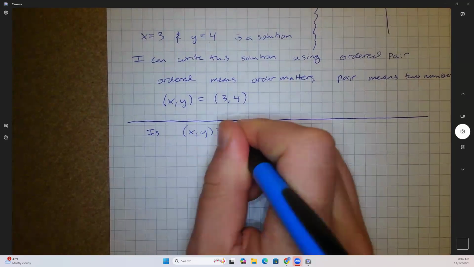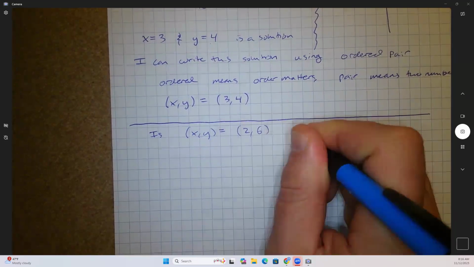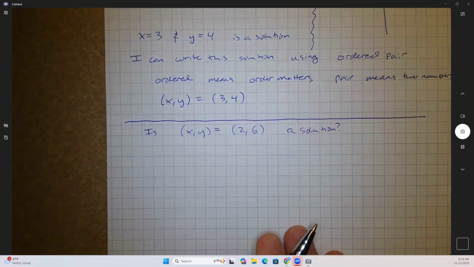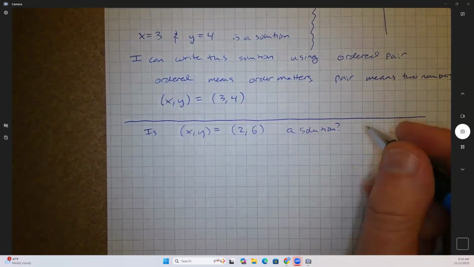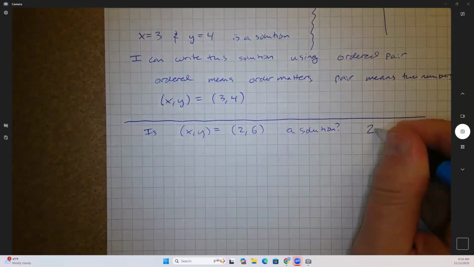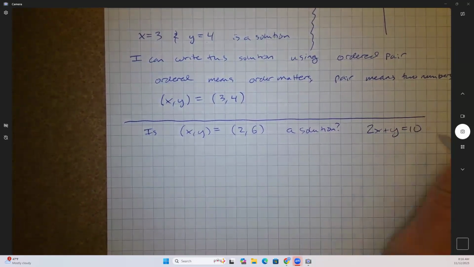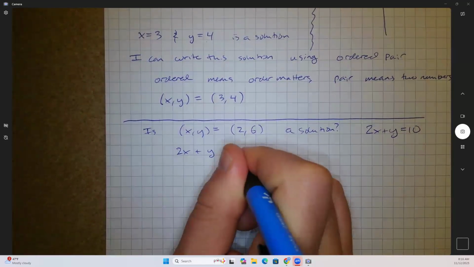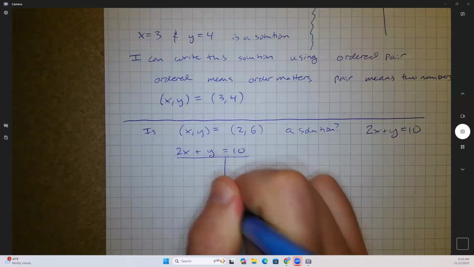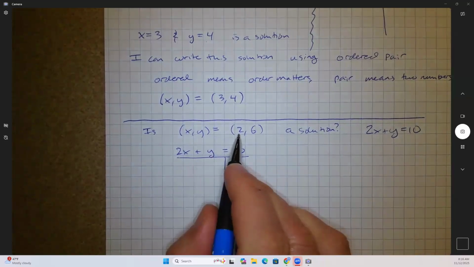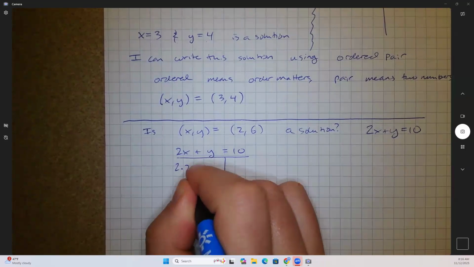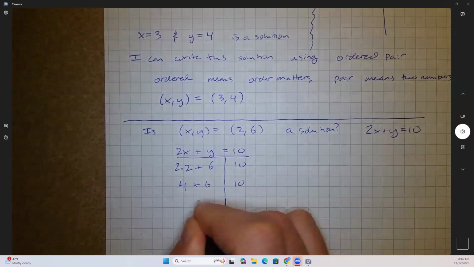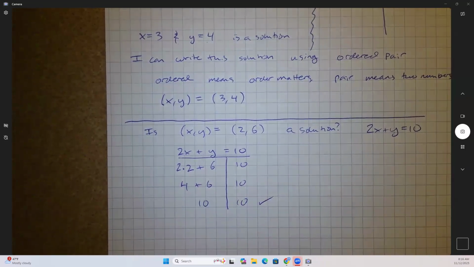So is x comma y equals 2 comma 6 a solution? And so I will check it in this same equation, 2x plus y equals 10. So I'll use my table to keep track of things. X here is 2 and y is 6. And I want to know if that's 10. Yep, it sure is.